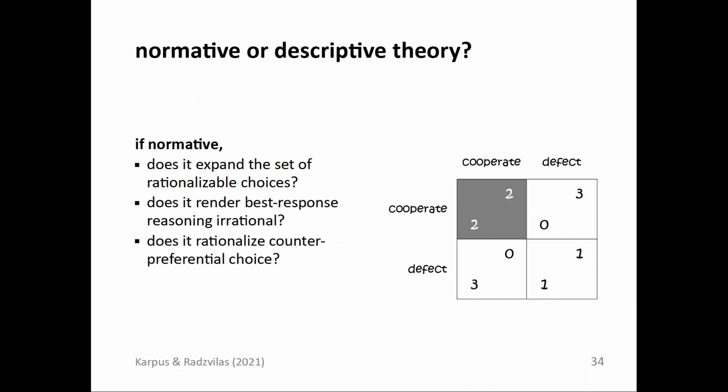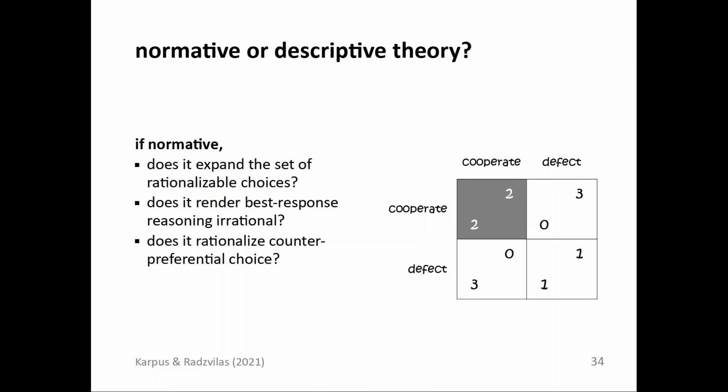The fourth and last question that I'd like to mention is what kind of theory the theory of team reasoning is. Is it a normative theory that says what rational agents should do in games, or is it a descriptive theory that merely describes what we often do when we interact with others? If it is a normative theory, then it needs to address a number of further questions. Does it expand the set of rationalizable choices beyond those that are rationalizable in terms of best response reasoning, or does it render some cases of best response reasoning irrational?